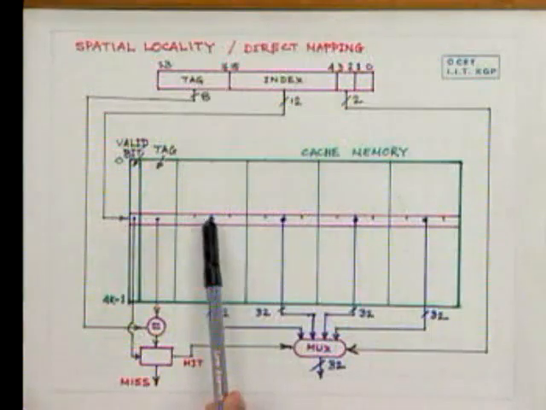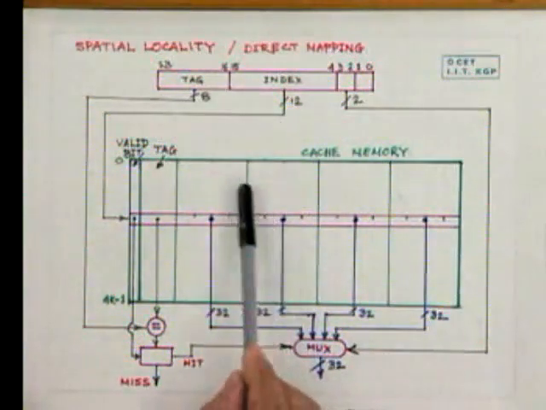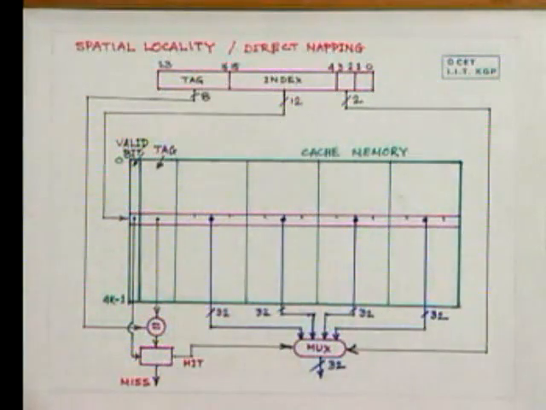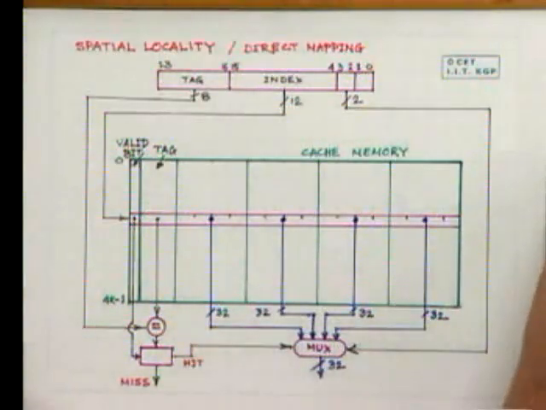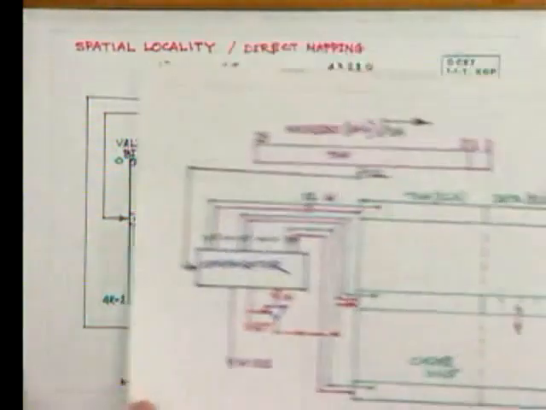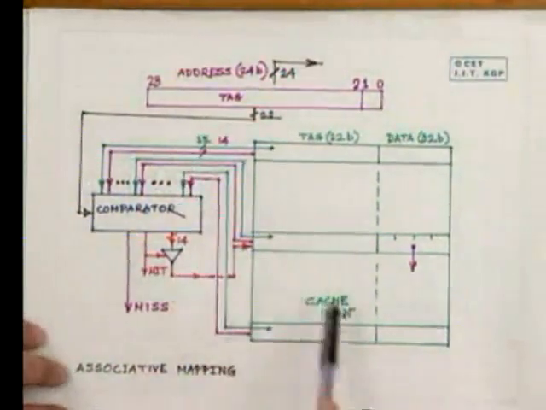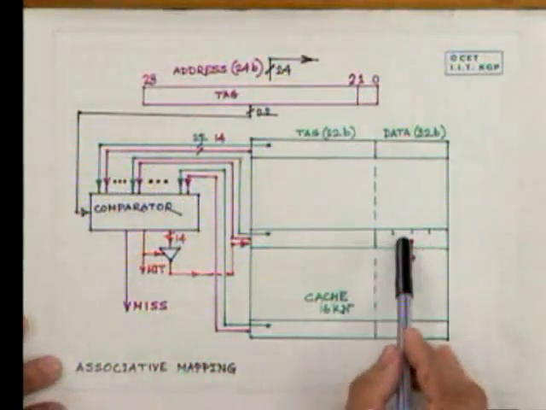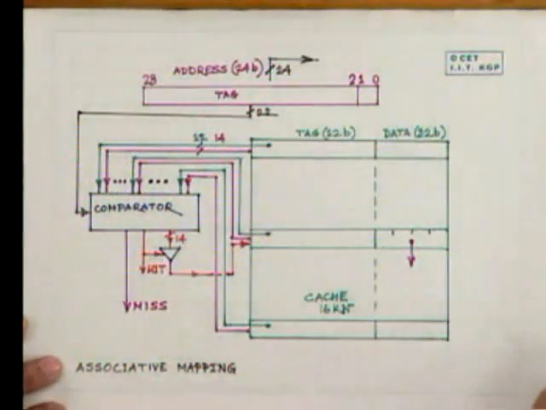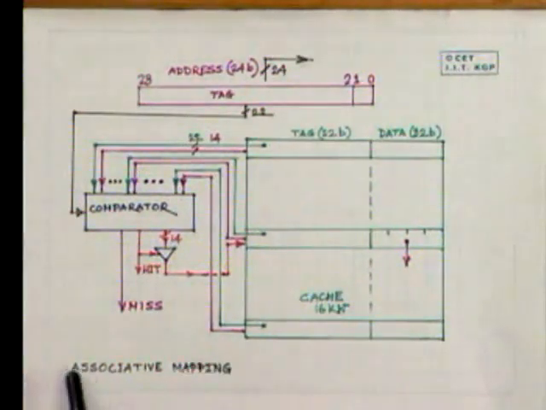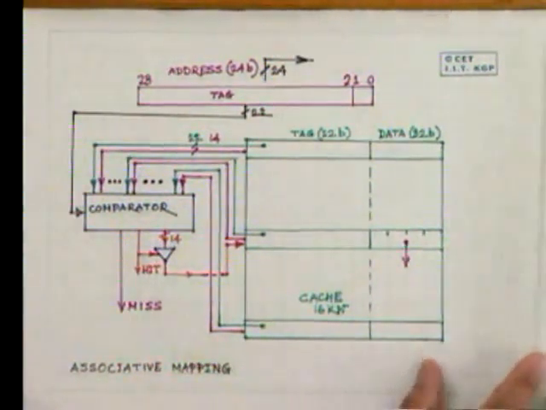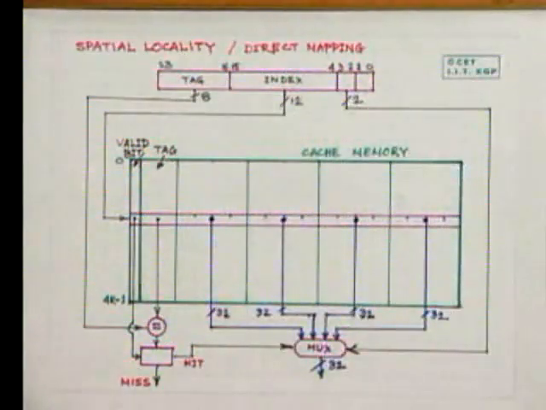Now, whatever we have shown is essentially direct mapping. We can use this for associative mapping also. That means this kind of arrangement can also be used, where instead of 1 block we keep 4 blocks, and in that case we call it set associative mapping.